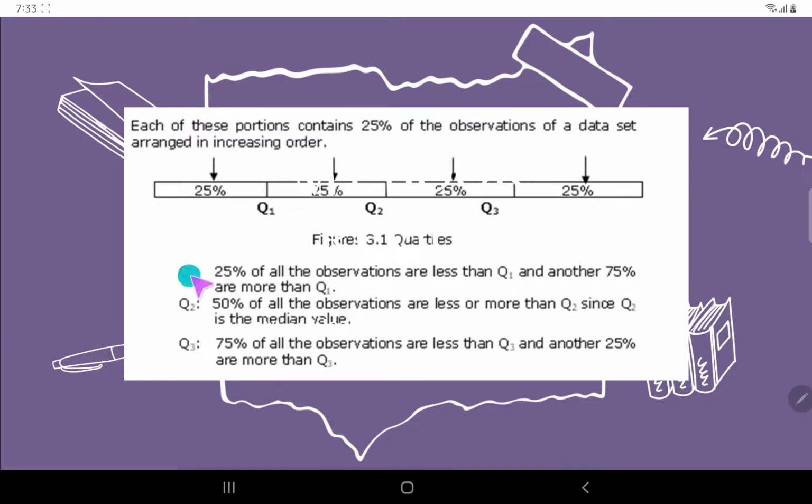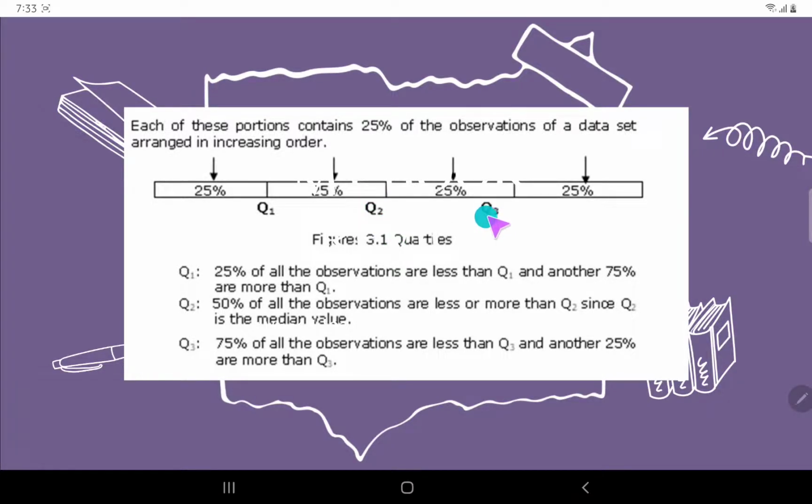So in summary, 25% of all observations are less than Q1, and another 75% are more than Q1. This is the position for Q1. Then Q2, this is the position of Q2. We can see here 50% of the observations are less than Q2 and another 50% are more than Q2. So we can say that Q2 is our median value.